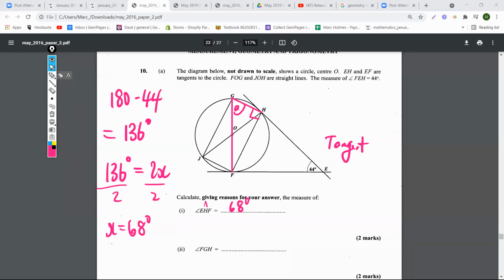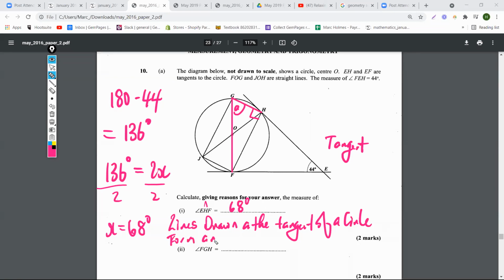Somebody looked like they were talking in the chat. Reason for my answer? Oh yes, it says here, give a reason for your answer. For the first one, the reason for my answer is: lines drawn at the tangent of a circle form an isosceles triangle.